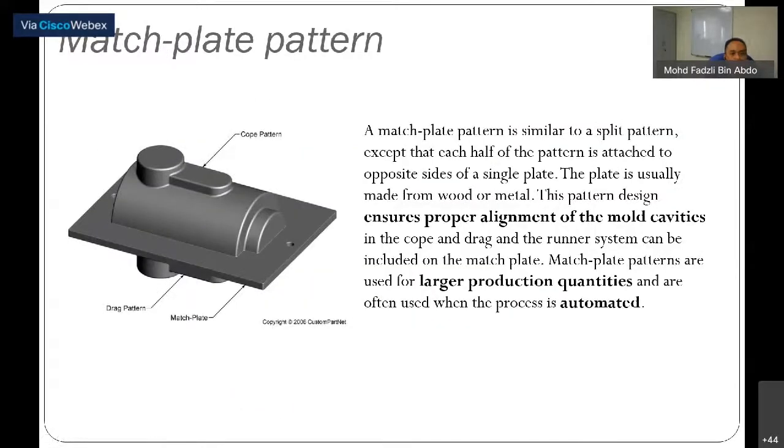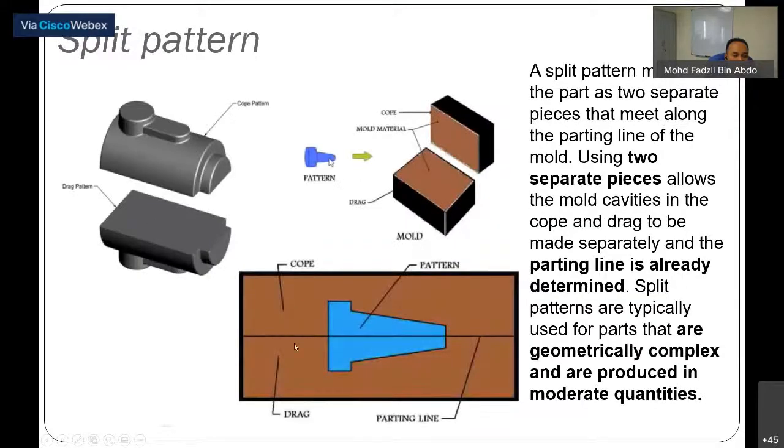This is the match plate pattern. A match plate pattern is similar to the split pattern. Sama je, except dia ada plate tengah-tengah ni. Dia sama je dengan split pattern, but then there is a plate between the... kita panggil ni apa? The center line ni. Between the separate line ni. The parting line.